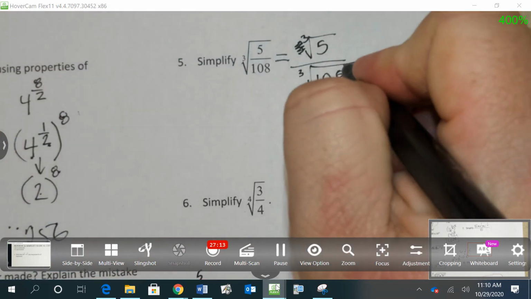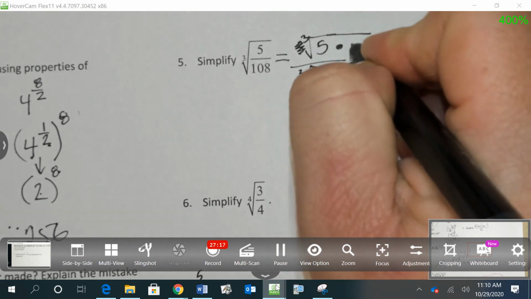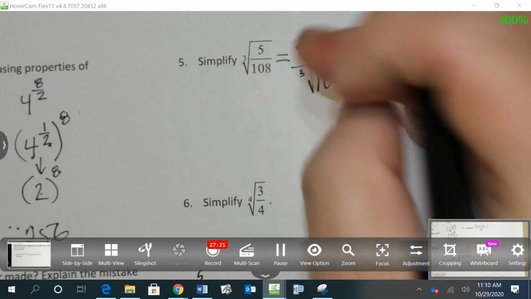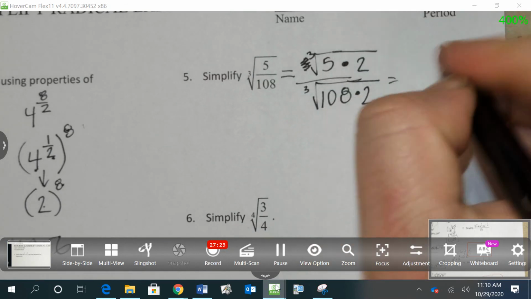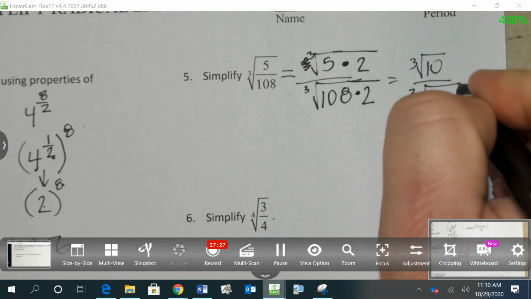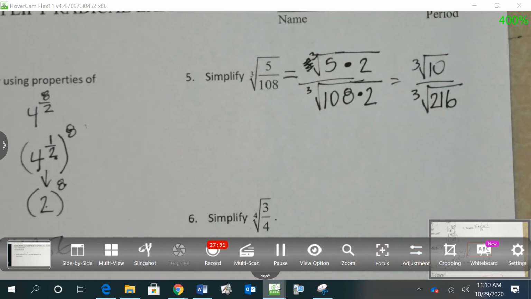So I'm going to extend the radical on the top and bottom, and as long as I multiply the top and the bottom by the same number, it doesn't change the value of this fraction. So 5 times 2 is 10, and 108 times 2 is 216. You still have a radical on the bottom, Miss Bradley, like that, aren't we supposed to get rid of that?